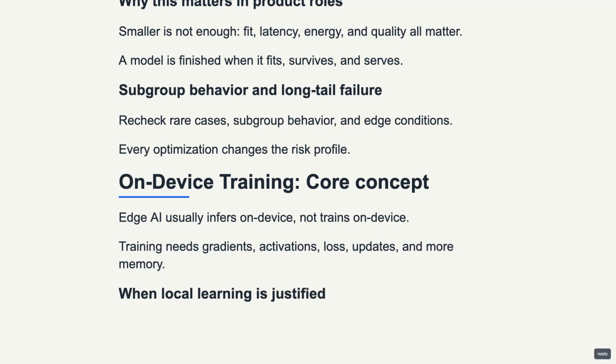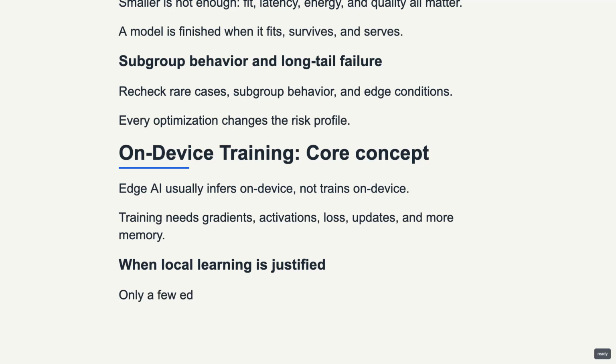A few edge cases do make local learning worth the cost. The useful patterns are narrow, but they show up repeatedly in real systems. The bar is high because the device has to earn back the extra complexity. If the task does not give a strong reason to learn locally, centralized training is usually the better choice.